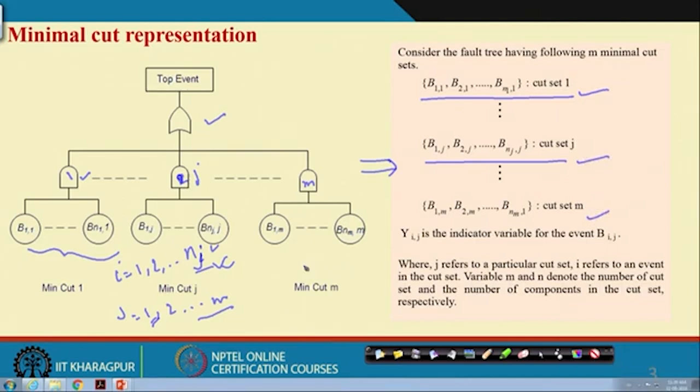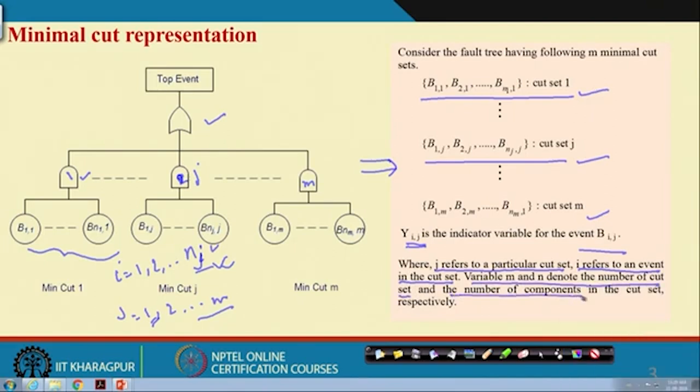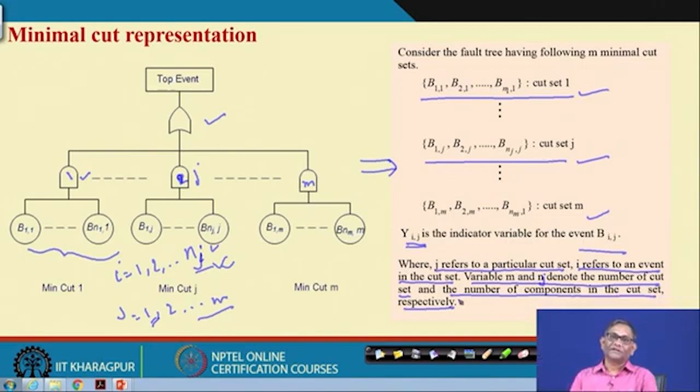Now, if we want to define an indicator variable for each event, then we also require i and j. Yij is the indicator variable for event Bij. i stands for the basic event, j stands for the particular cut set. So j refers to a particular cut set, i refers to an event in the cut set, and the variables M and N denote the number of cut sets and the number of components in the cut set respectively. M is the number of cut sets, and nj is the number of basic events, or components, in the jth cut set.